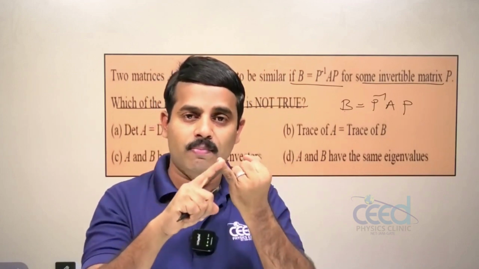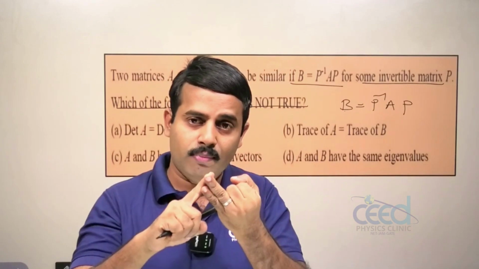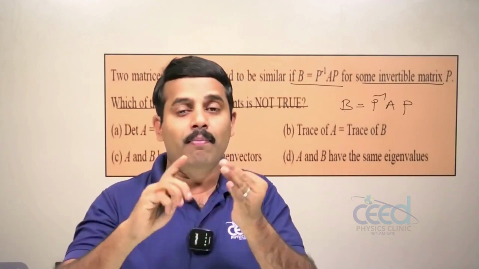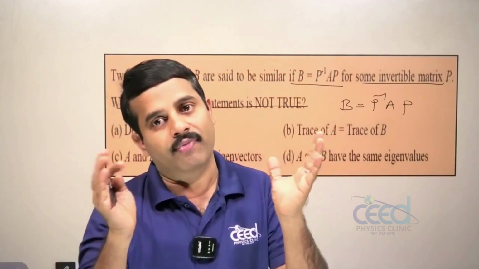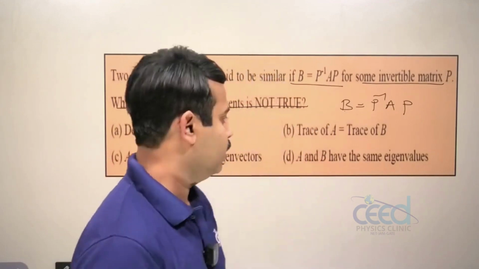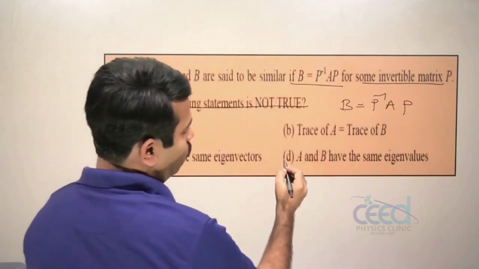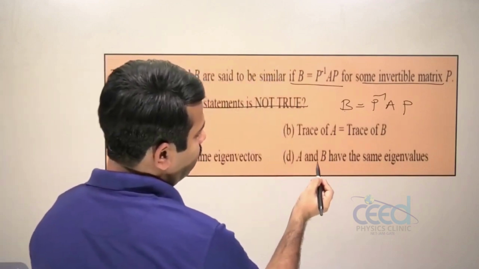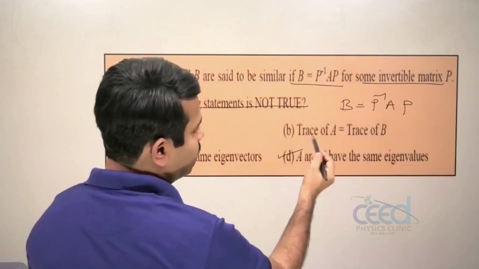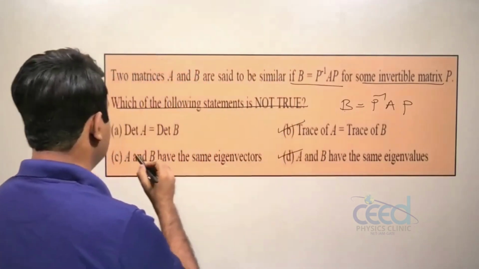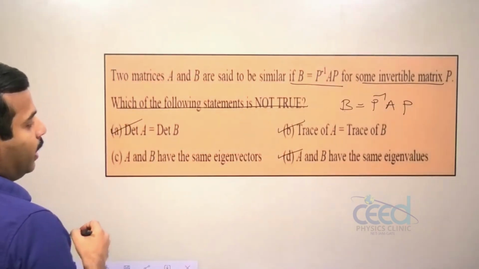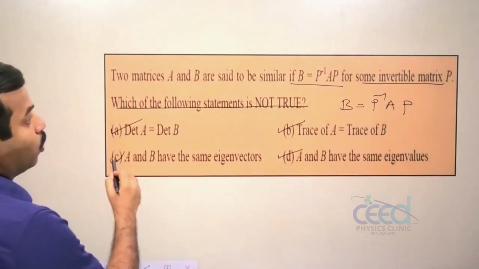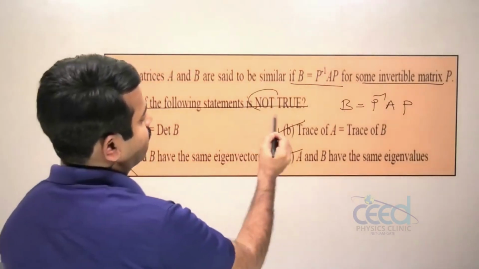Its rank is same, its eigenvalues are same, its determinant is same, but eigenvectors are different. Eigenvectors are different, right? So this is not true. A and B have same eigenvalues. This is true. Trace A is equal to trace B. This is also true. Determinant A. A and B has same I. This is not true. So not true only they asked, right?